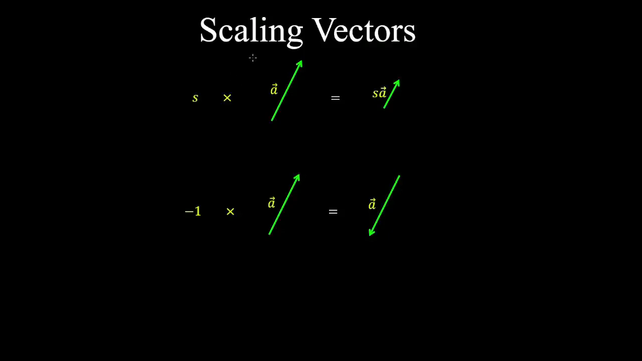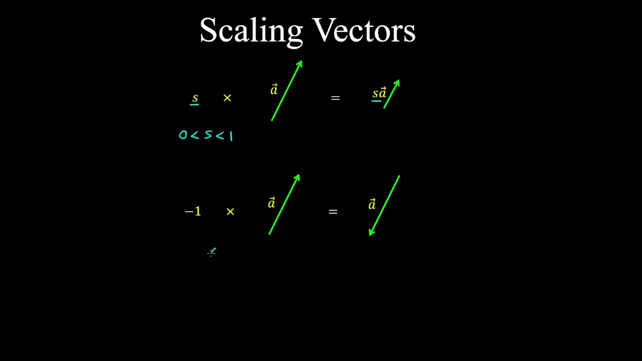Scalar multiplication, or the multiplication of a scalar or number with a vector, basically scales that vector. So here we have a positive scalar between 0 and 1. So effectively multiplying this with a vector is going to make it shorter. And if the scalar was greater than 1, then this vector would be longer, as you can imagine. But it still has the same direction.